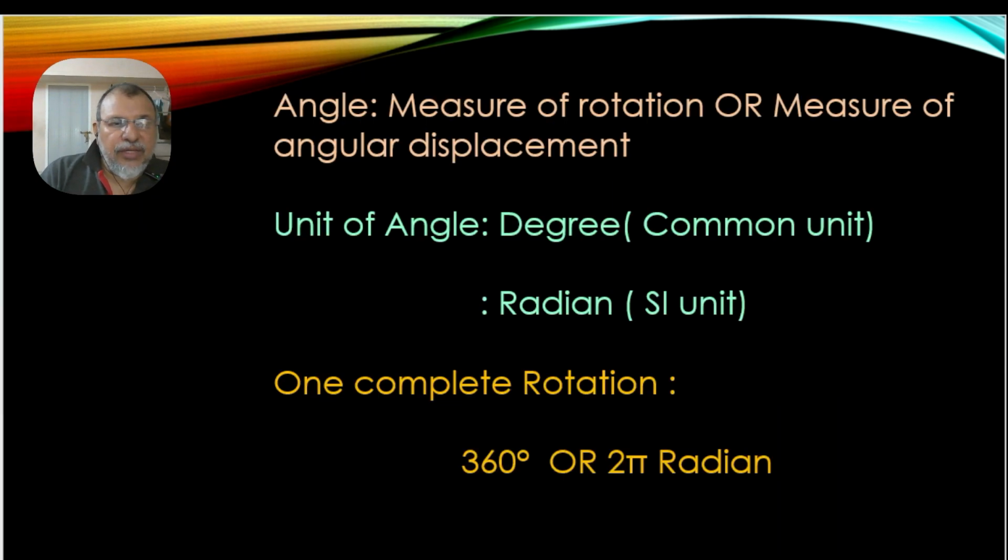Angle. Angle is a measure of rotation or angular displacement. The common unit of angle is degree. The SI unit of angle is radian. One complete rotation is equal to 360 degrees or 2 pi radians, or you can write approximately 6.28 radians if we convert pi into the decimal fraction 3.14.